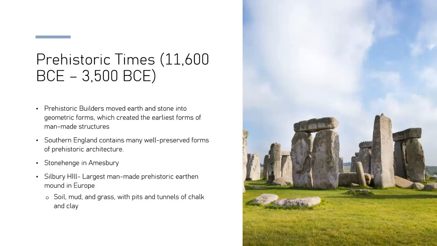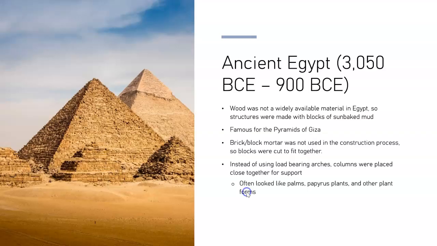One that a lot of people know is Stonehenge in Amesbury, which is pictured in this slide. Another one is Silbury Hill, which is considered the largest man-made prehistoric earthen mound in Europe. This consisted of soil, mud, and grass, with pits and tunnels of chalk and clay. So this is really just your bare minimum, basic earth materials used during prehistoric times.